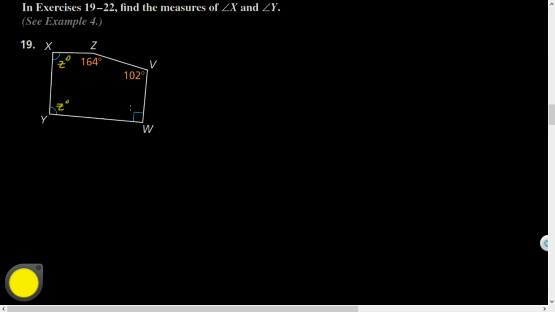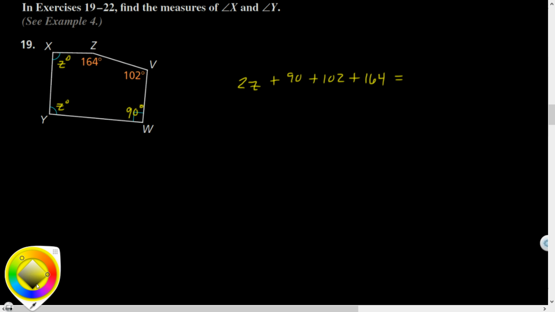This is a right angle by definition of right angles, a 90-degree angle. There are 5 sides to this polygon. So I'm going to set up an equation: 2z plus 90 plus 102 plus 164 is going to equal whatever the sum of a 5-sided polygon is.